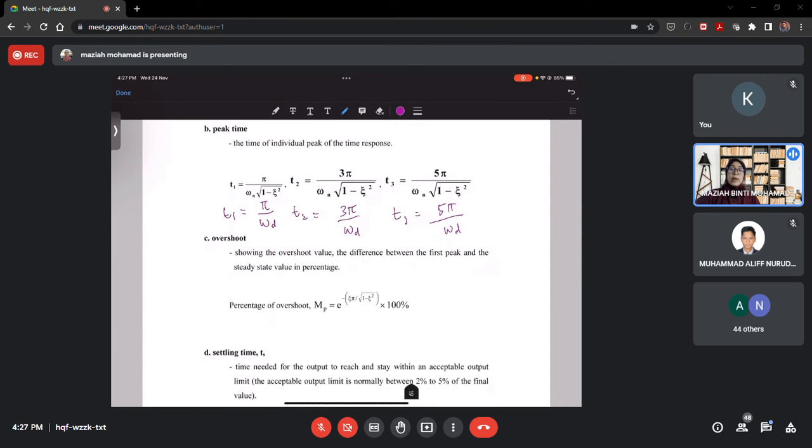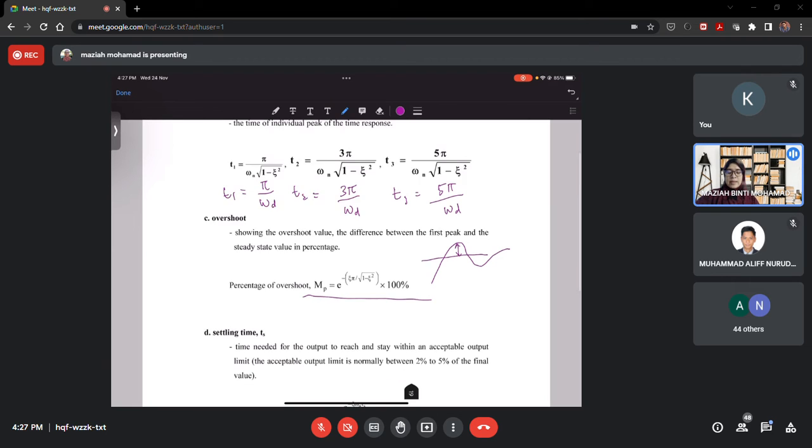Right, and then we have maximum overshoot. Maximum overshoot is the difference between the first peak and the steady state value in percentage. So you need to understand that the MP that we calculate using this equation is actually the difference between the first peak and the steady state value, or final value.